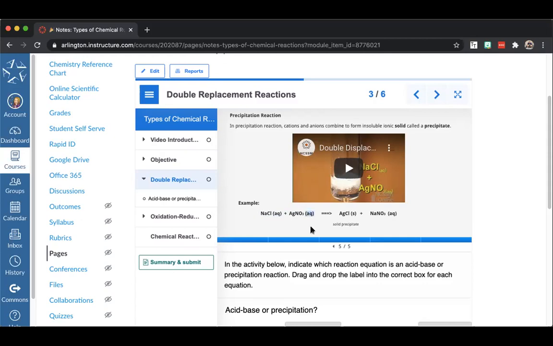So notice these are both labeled AQ because precipitation literally means I'm making a solid. And this solid, in this one, it's AgCl. That is called a precipitate. So you need to know that word precipitate. A precipitate is a solid substance that is formed from two aqueous solutions in a double replacement reaction.